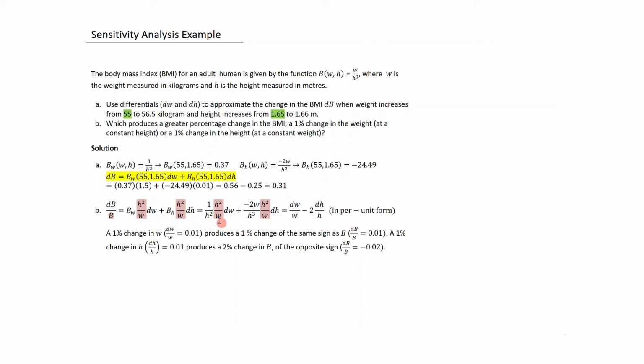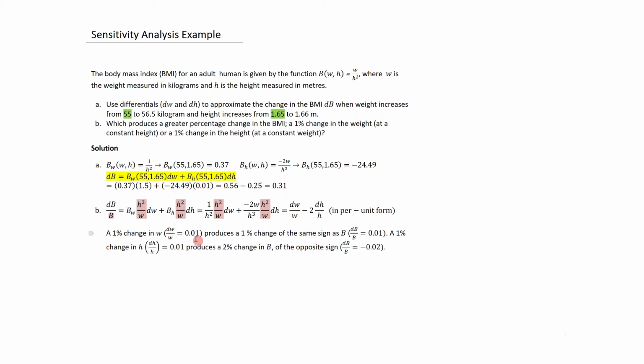H squared cancels, and you end up with dW over W here. With the other term, the W and W cancel, and you get an H squared over H cubed, which means you get an H here. So that's dH over H with a minus 2 here. But if you look at this expression now, this is in per unit form. Right, no units here and no units here. We're given the percentage change for W and the percentage change for H. So we just make the substitution.